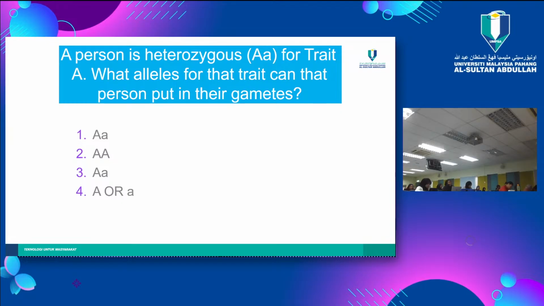Okay, so let's move into this one. A person with a heterozygous genotype, dominant A and recessive a, for the trait of A. So what allele for that trait can the person put into their gametes? So it's A or a, in the small letter, because of what we indicate as gametes in the law of segregation.